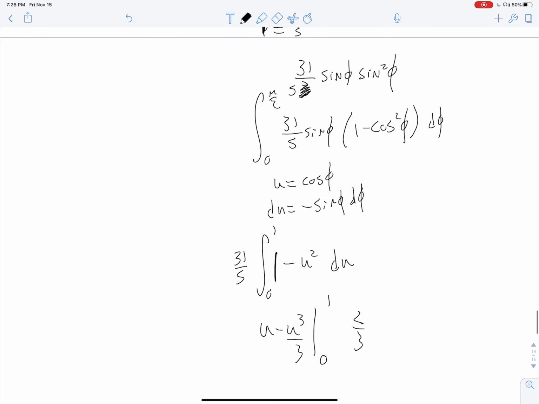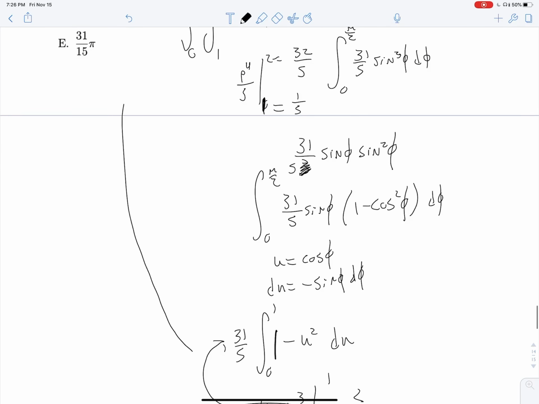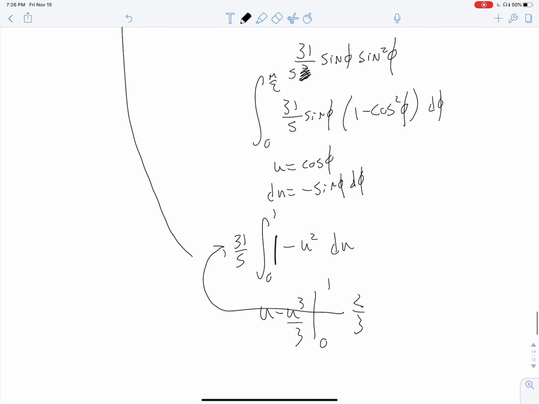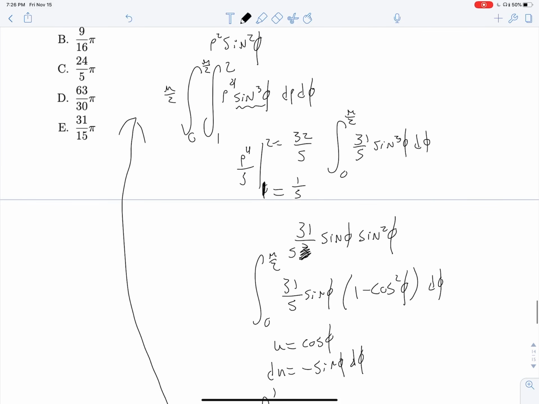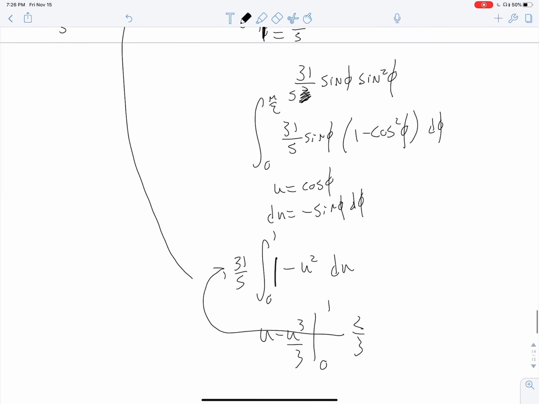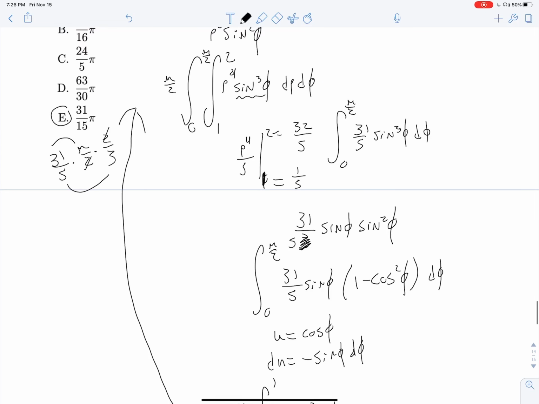And 2/3 times 31 over 5 times the pi over 2 that I left a long, long time ago is going to be 31 over 5 times pi over 2 times 2 over 3. These 2's will cancel. This is 15. This is 31 pi. And there we go.